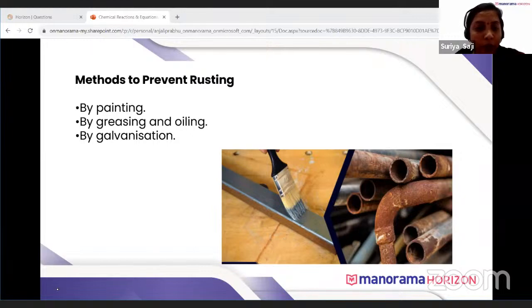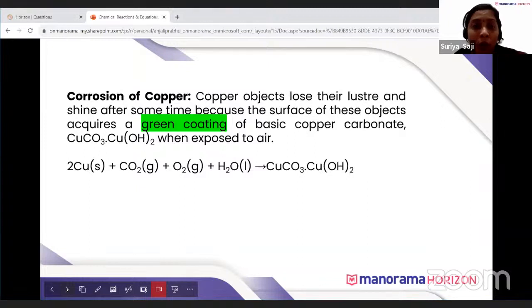Okay, that we need to keep in mind. And also, copper also gets eroded. Copper is another metal. Iron was the first metal that we called rusting. Now copper is having a green coating. We will see sometimes copper vessels, old vessels, having a green coating. So that is due to the corrosion of copper.